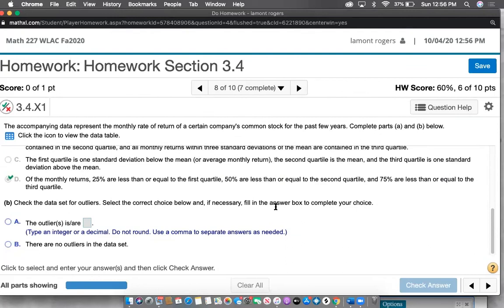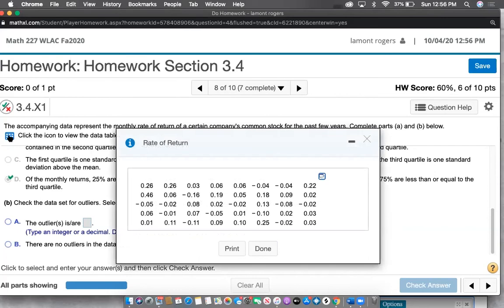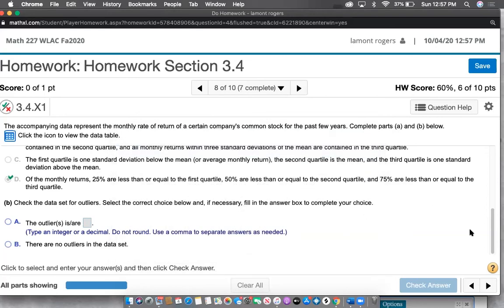Check the data set for outliers. So you know how to do that, right? Remember, we had to find the box plot. Yeah, the box plot, and then you click on it. Yeah, I understand. See, I could definitely finish this. I feel like I get it pretty good.